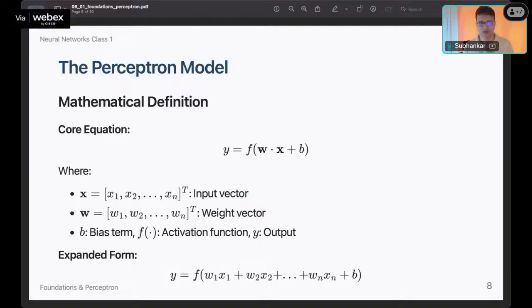The neuron's ability to fire. Okay, and that's the bias. Because if x is 0, then it only depends on the bias.